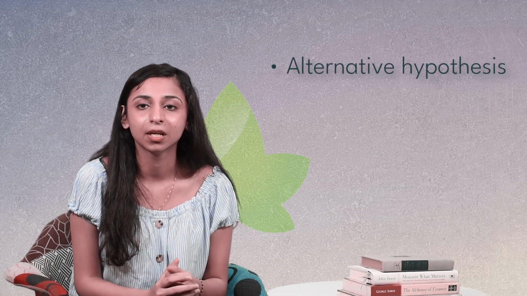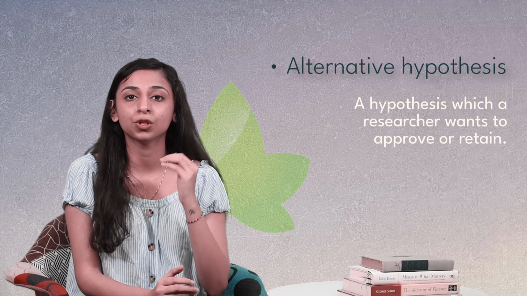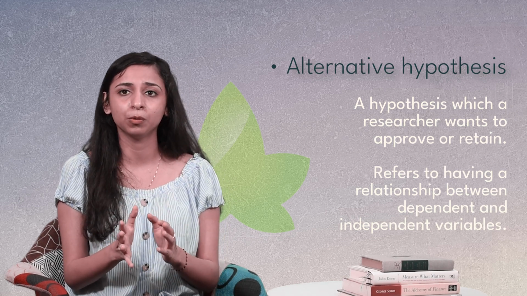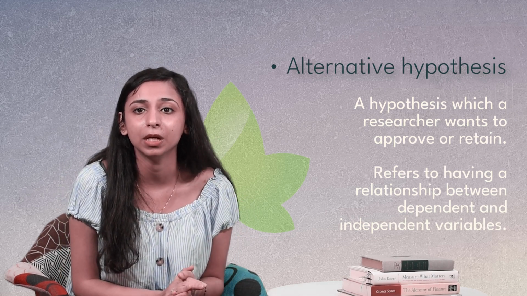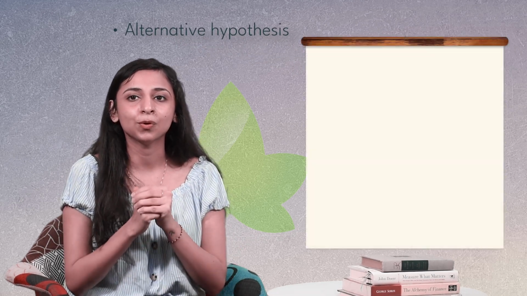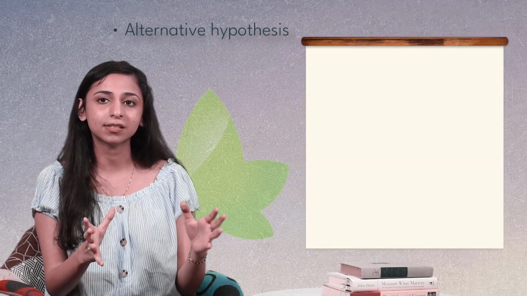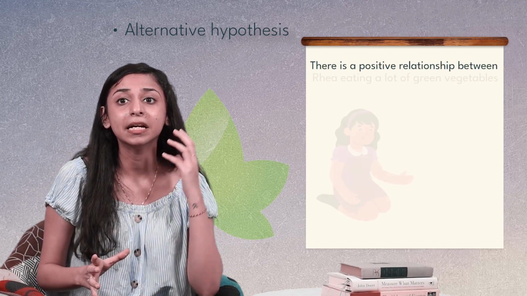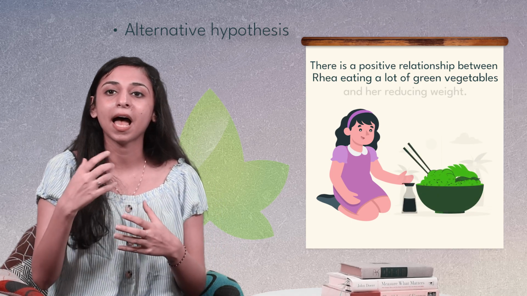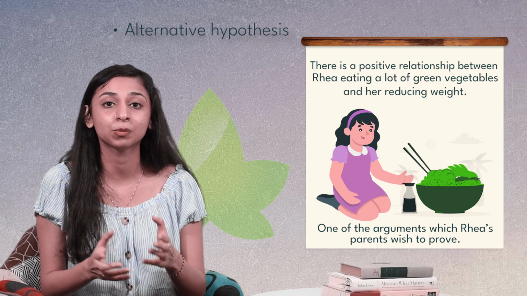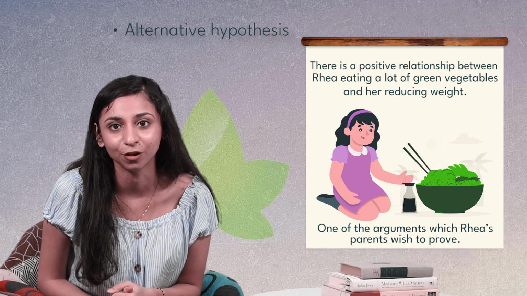The next kind of hypothesis is alternative hypothesis. This is a hypothesis which a researcher wants to approve or retain. It refers to having a relationship between independent and dependent variable. For instance, let's go back to Riya's example. So the alternative hypothesis in Riya's case would be that there is a positive relationship between eating a lot of green vegetables and reducing your weight. One of the arguments which Riya's parents would definitely wish to prove to her.